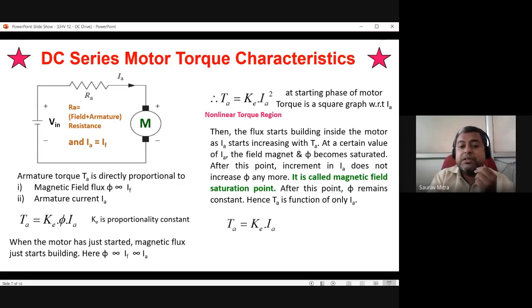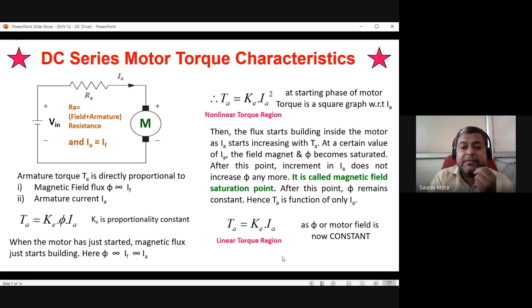What will be the torque equation in that case? Torque equation will be Ke into Ia into phi. Phi is a constant, so we are not taking phi here. So initially Ta is proportional to Ia square, and after the saturation point Ta is proportional to Ia. So this Ta proportional to Ia is the linear region of torque that happens at the latter stage, and Ta proportional to Ia square is the initial starting torque, which is very high.